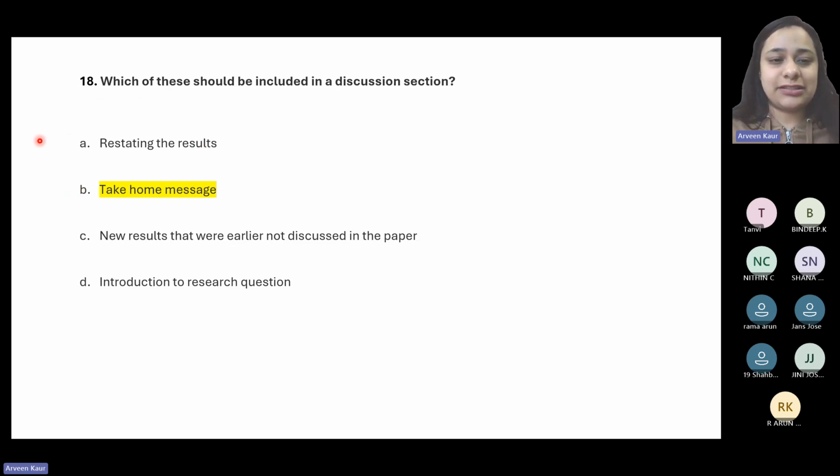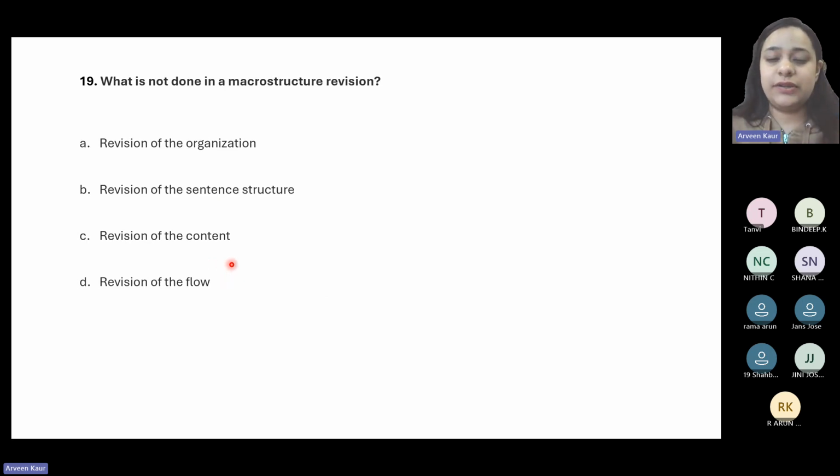You will not restate the results that have already been given in the results section, right? All the results that had to be introduced should have been done in the results section itself. There will not be any new results discussed in this section. And the introduction to the research question was to be done in the introduction section itself, right? Not in the discussion section.